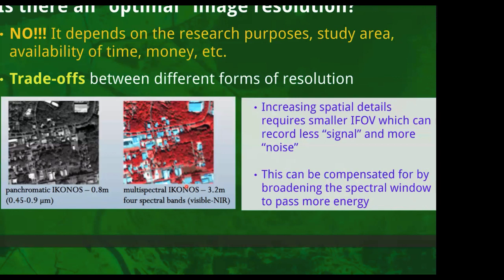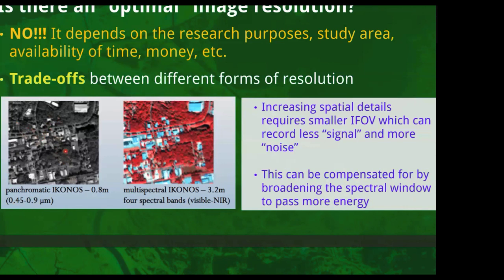If you want to use a smaller angle, a higher spatial resolution, a smaller ground portion, there will be less energy, and then you have to get more spectral, so a broader spectral band. Basically, the panchromatic band, as you can see, covers the whole spectral range in order to receive more energy to make this panchromatic image.